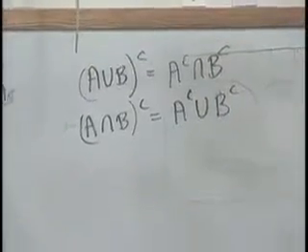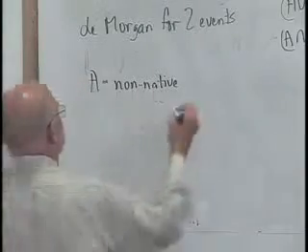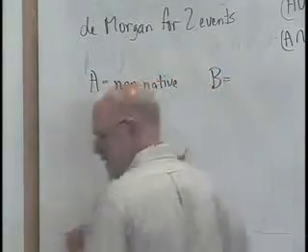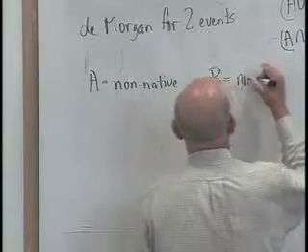Event A is non-native. Event B is non-English degree.